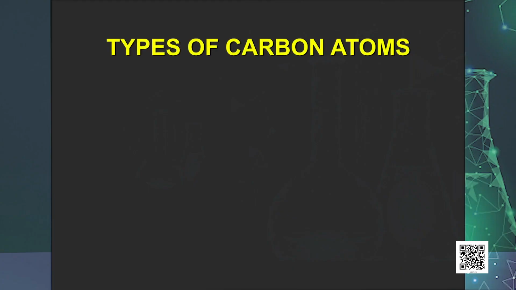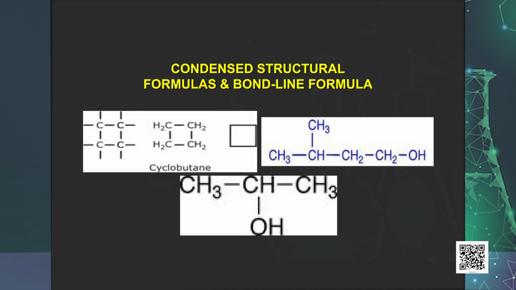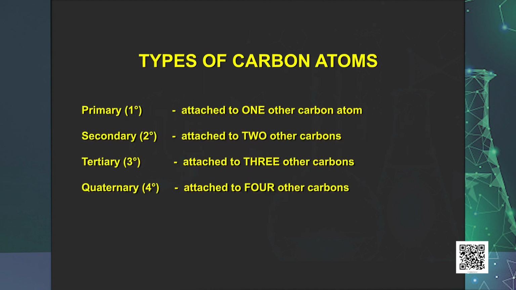Learners, before moving further, one more point I want to discuss with you, that is the types of carbon atoms in organic molecules. The carbon atoms in an organic molecule may be classified into four types as primary, secondary, tertiary and quaternary. A primary carbon atom is attached to one other carbon atom. A secondary carbon atom is attached to two other carbon atoms. A tertiary carbon atom is attached with 3 and a quaternary carbon atom is attached with 4 other carbon atoms.